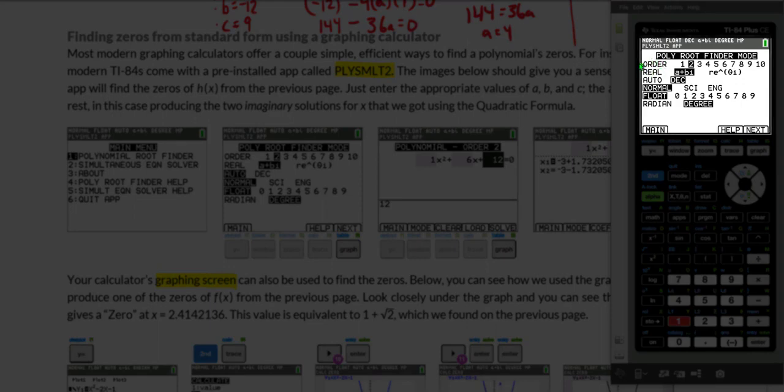Order is the same as degree, and you will recall at the very beginning of this section we said that the degree of a quadratic function is 2. I do always want our second row here to reflect that we are in complex mode. So if yours says real mode, you need to change yours into complex mode. The last 4 rows should all look like this. If they don't look like this, set them to look like mine. So decimal, normal, float, and degree. It doesn't really matter what those last 4 rows are, but so that we're all on the same page, let's make them all look the same.